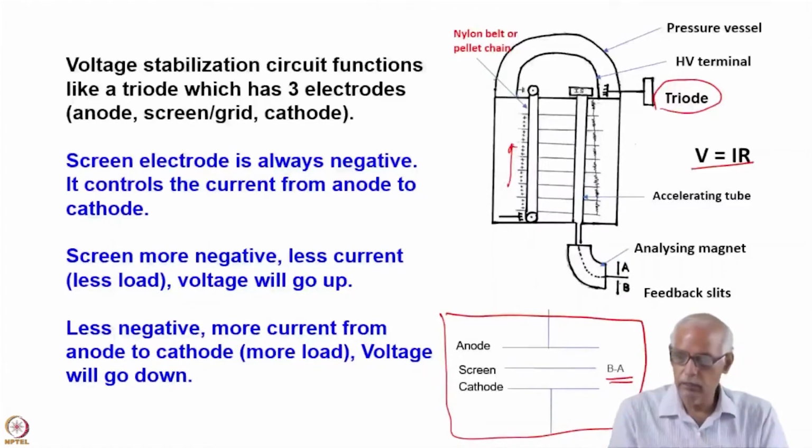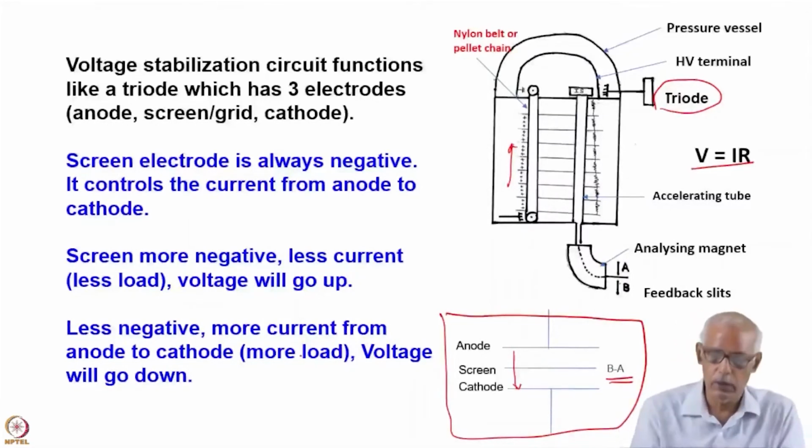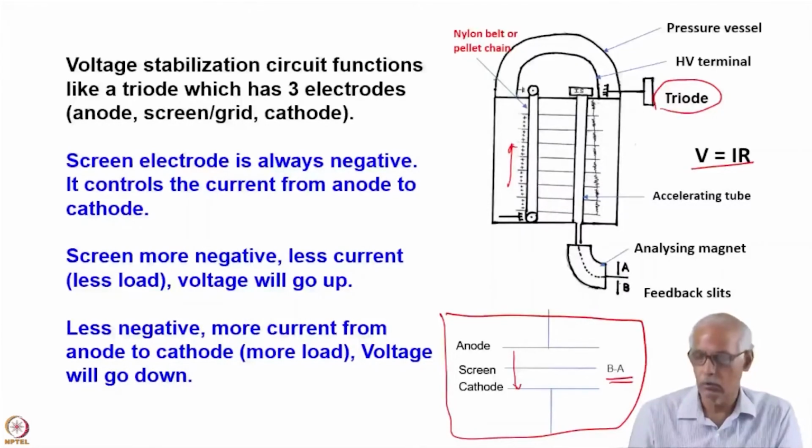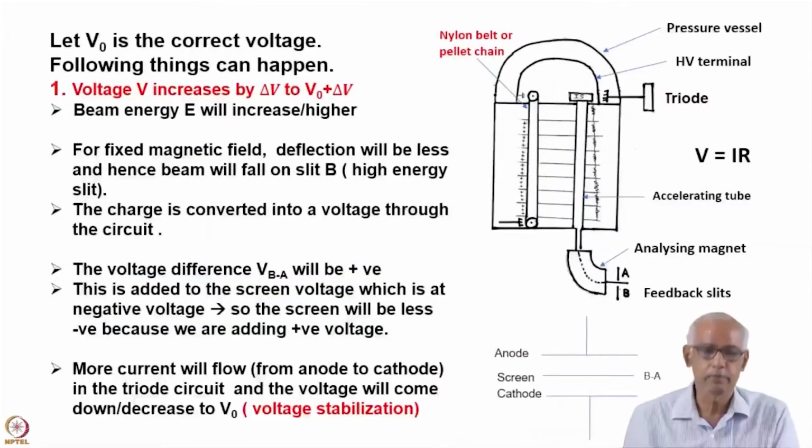So what happens, let's say if the screen is more negative, then of course the current going from anode to cathode will reduce. If it becomes more negative, less current will pass through this, and if it becomes less negative, more current will pass. And when more current is passing, the voltage will go down. And if the current is reduced, then the voltage will go up. So this is how it takes place.